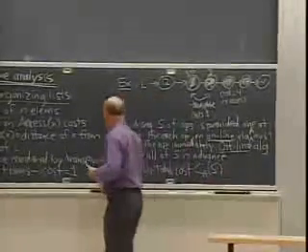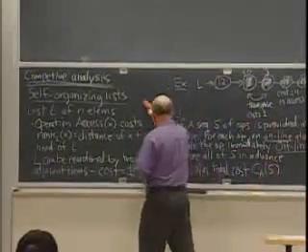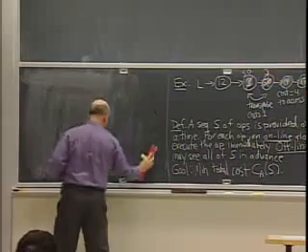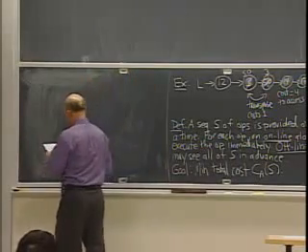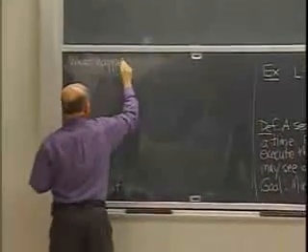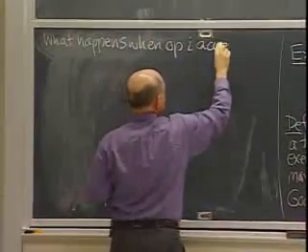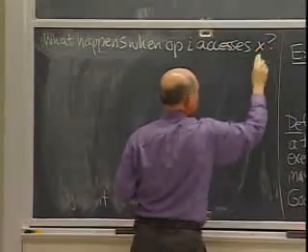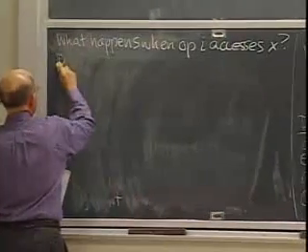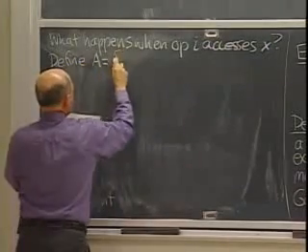So now let's take a look at how these two algorithms operate. Okay, so what happens when OPT i accesses x in the two lists? What's going to be going on? So to do that, let's define the following sets.